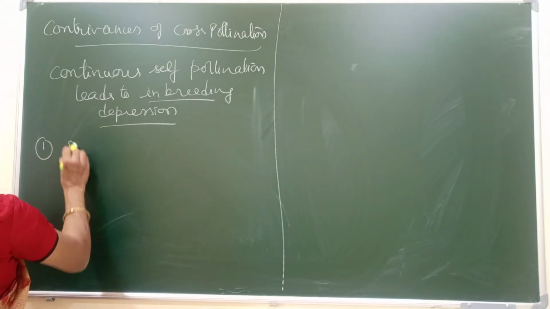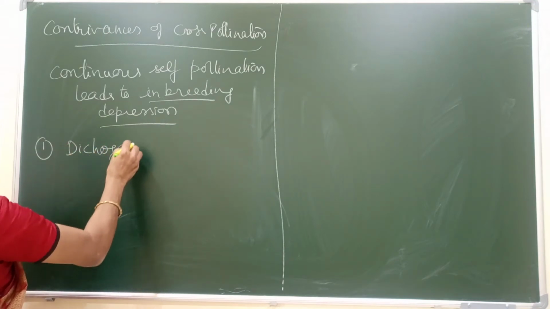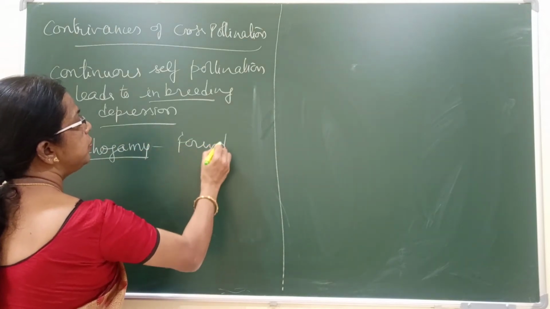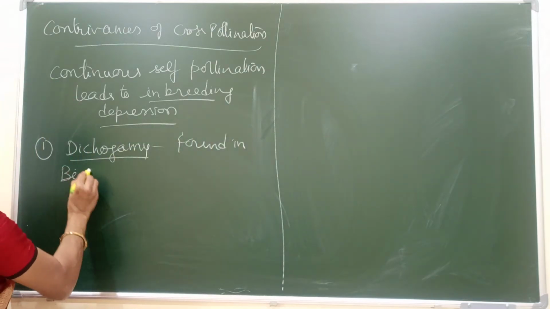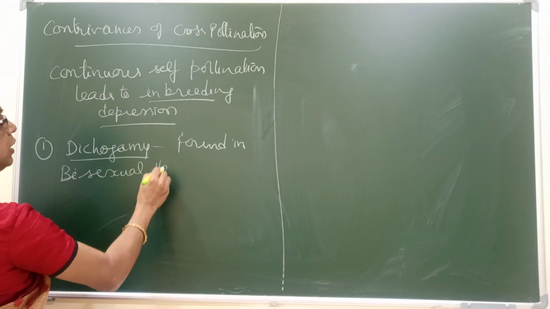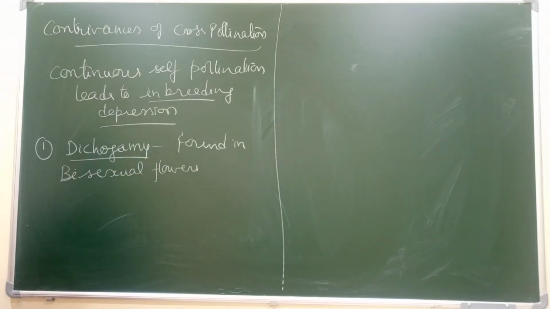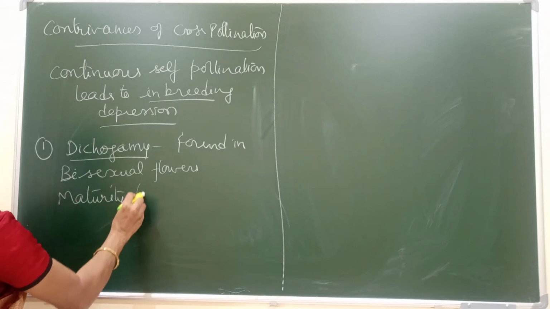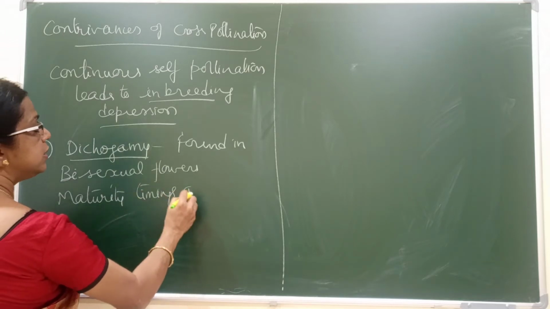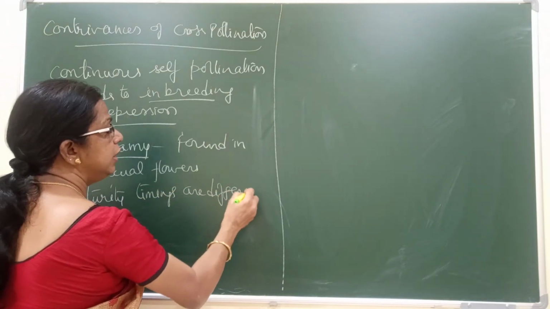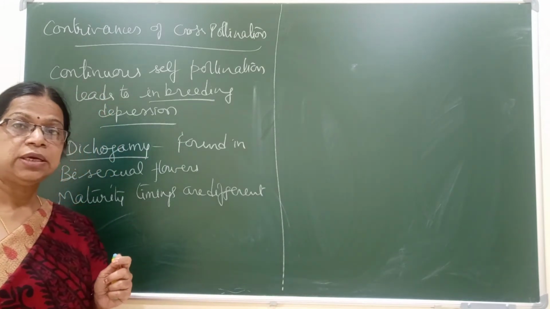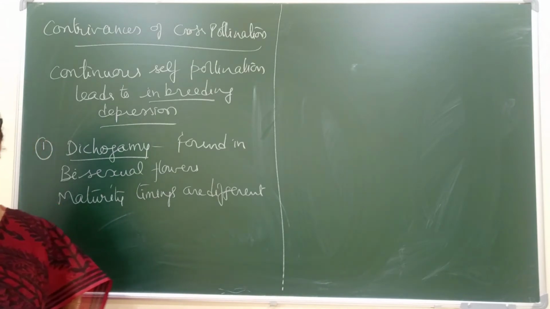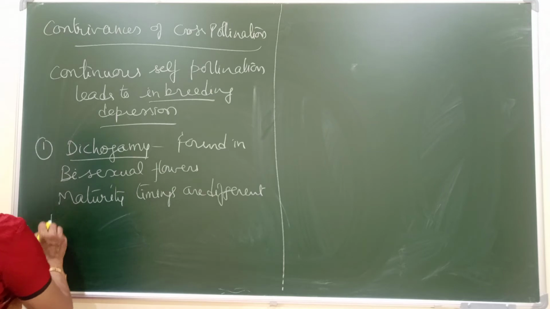The first one is dichogamy. Dichogamy is found in bisexual flowers. Here the maturity timings are different. The androecium may mature earlier than the gynoecium, or the other way round, the gynoecium can mature earlier.